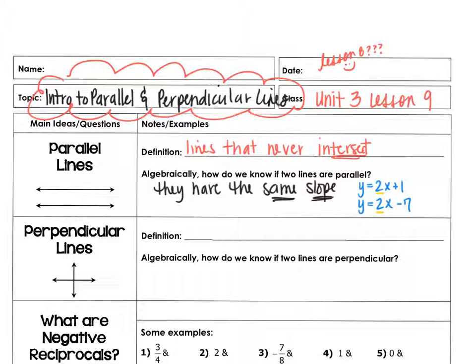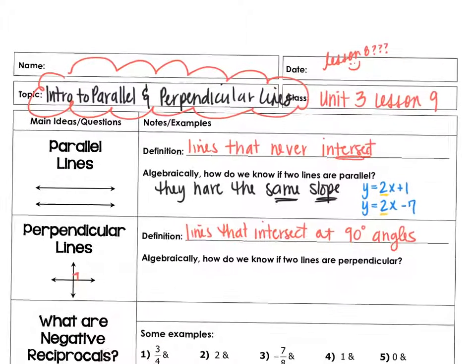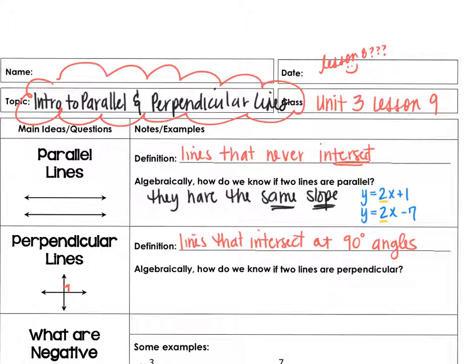Perpendicular lines are lines that do intersect, but specifically, they are lines that intersect at 90-degree angles. That's what makes them perpendicular. So when they cross, they make 90-degree angles, okay? How do we know algebraically that the lines are perpendicular? This one's a little trickier.